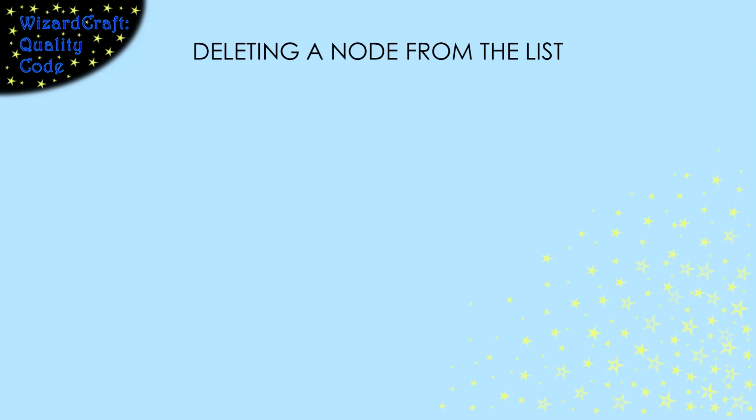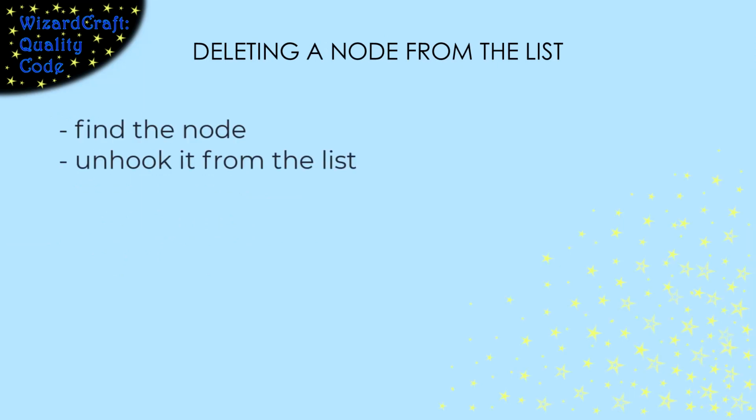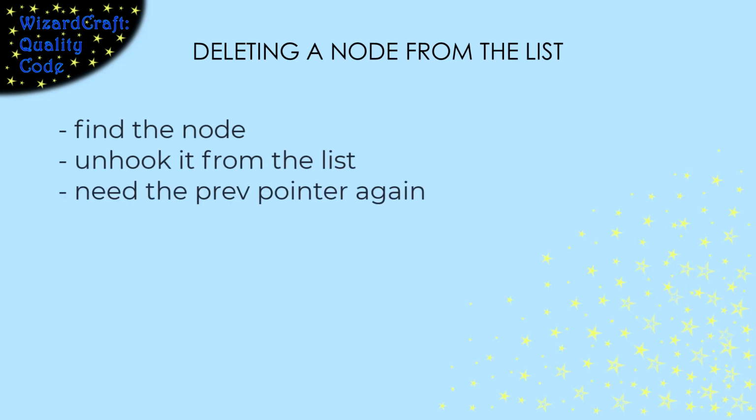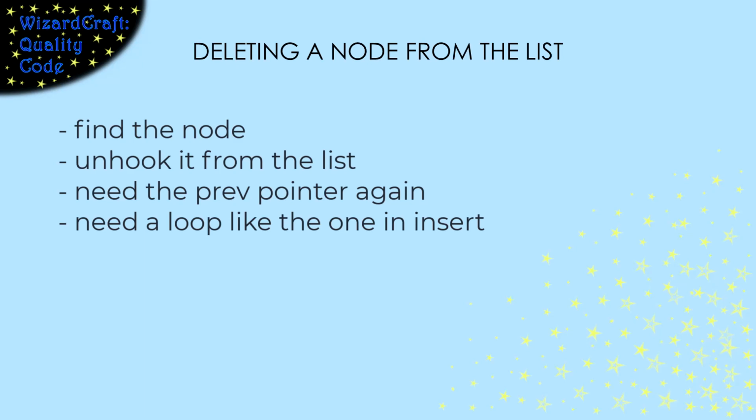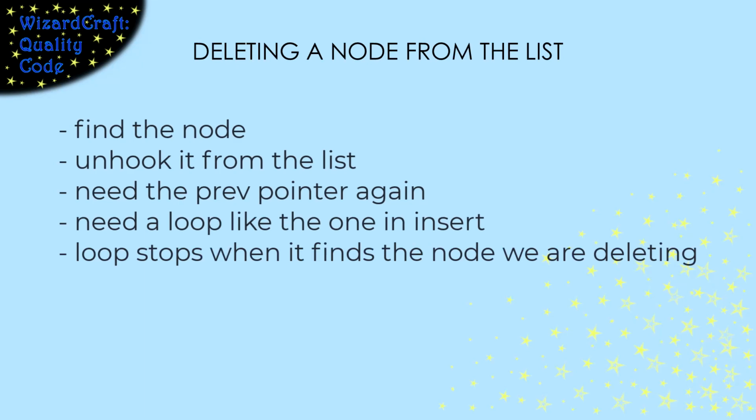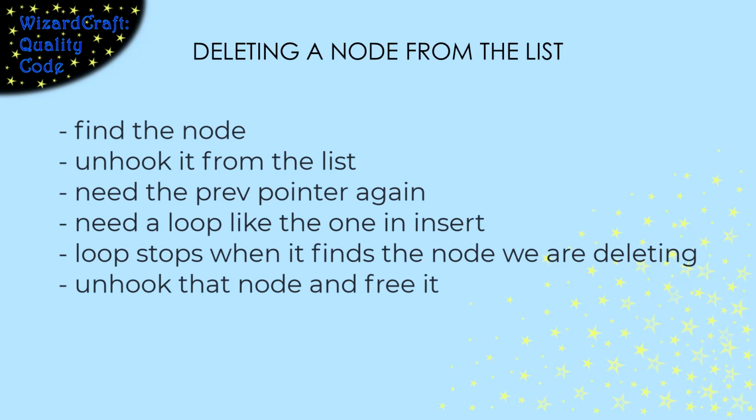Deleting a node is a lot like inserting a node. We need to find the node that we want to delete, and then unhook it from the list. That unhooking is going to require that we have a pointer to the previous node, just like we needed for insertion. Therefore, we're going to have a loop that moves prev and cur, just like the loop in insert. The only difference is that the loop will stop when cur points at the node that we want to delete, and then all we have to do is copy cur's next pointer into prev's next pointer. That unhooks the node from the list, and we can free it and return true so that the caller knows that we successfully deleted it.